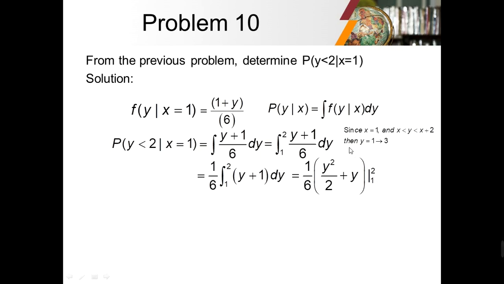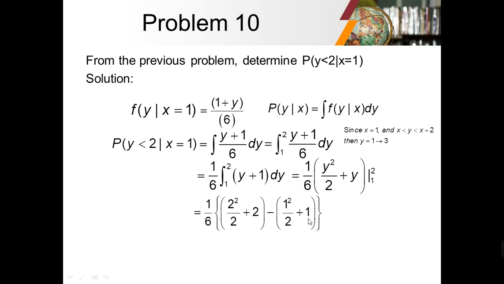Okay, then, substitute na tayo. So, 1 over 6, so that's 2 squared over 2 plus 2, minus 1 squared over 2 plus 1. Okay, so 2 squared over 2, so that's 4 over 2 plus 2.